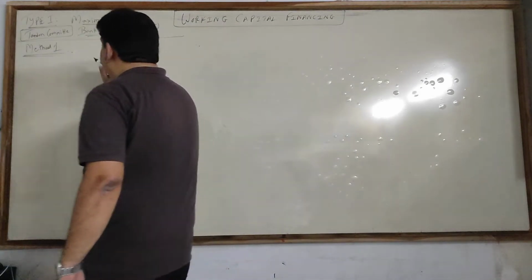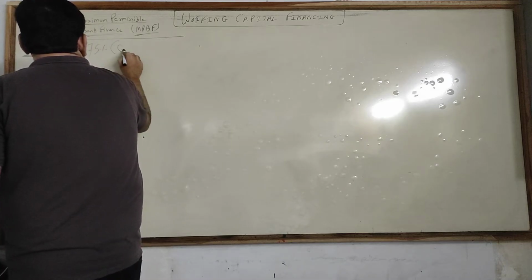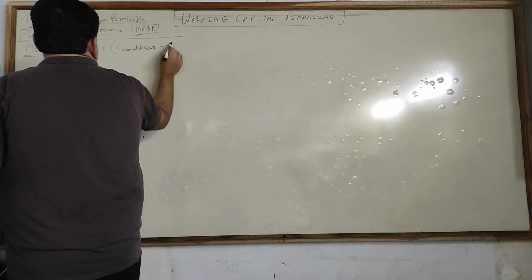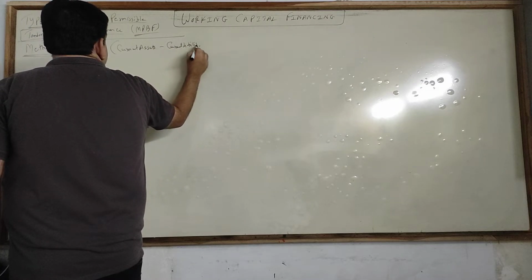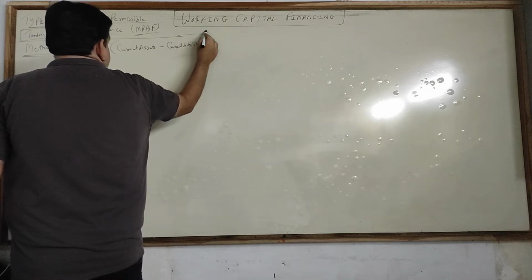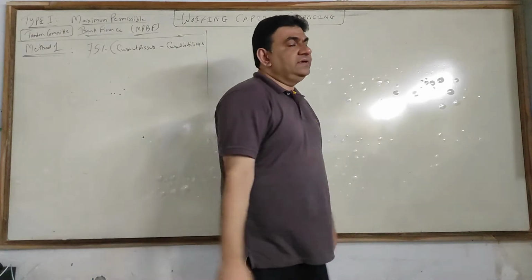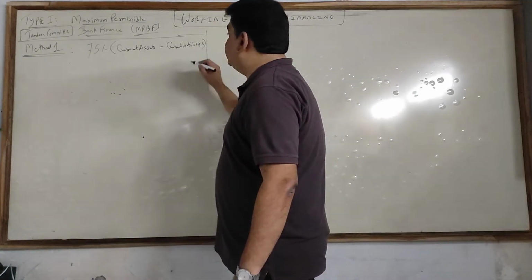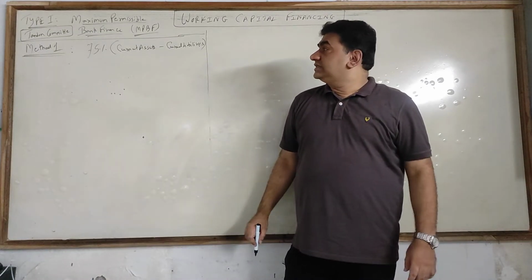So my method number 1 will be 75% of working capital, and working capital is nothing but current assets minus current liabilities. Just understand the base. Anyway, when I start the sum, I will go in depth. Okay. So method number 1 is 75% of current assets minus current liabilities.